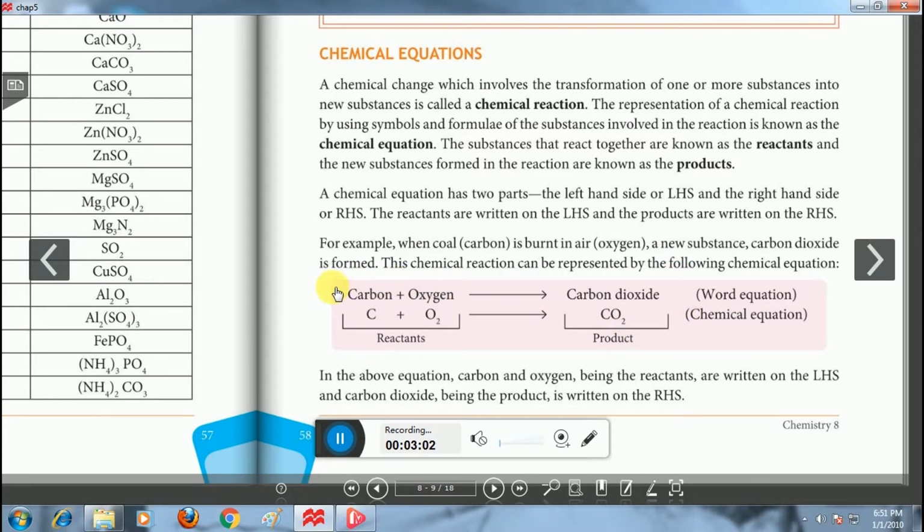So in this case carbon and oxygen are the reactants, since they are reacting, and carbon dioxide is the product because it is formed after the reaction and it is written on the right hand side. So anything written on the left hand side will be termed as a reactant, and anything written on the right hand side, except energy, will be termed as a product. Sometimes in a few chemical reactions heat is mentioned, but this is neither a reactant nor a product. This is the change of energy during the chemical reaction.